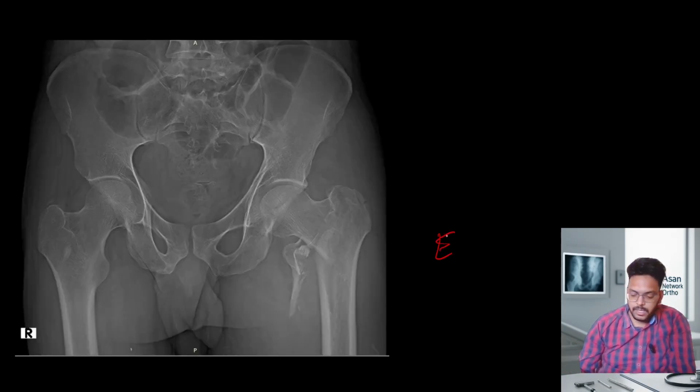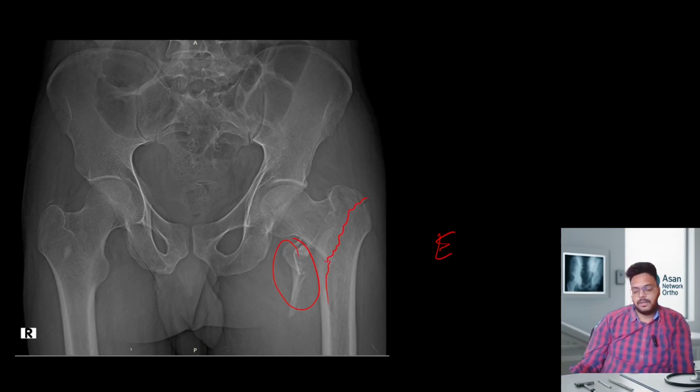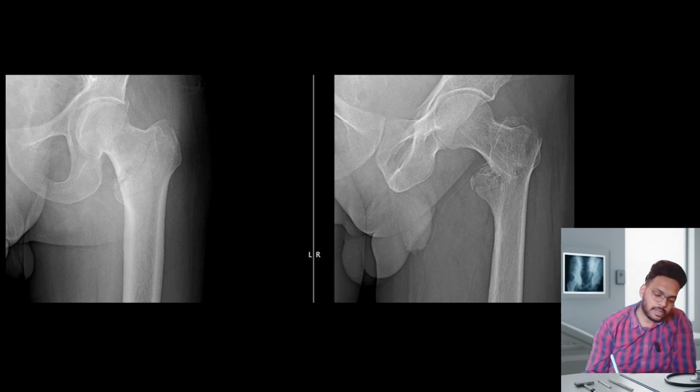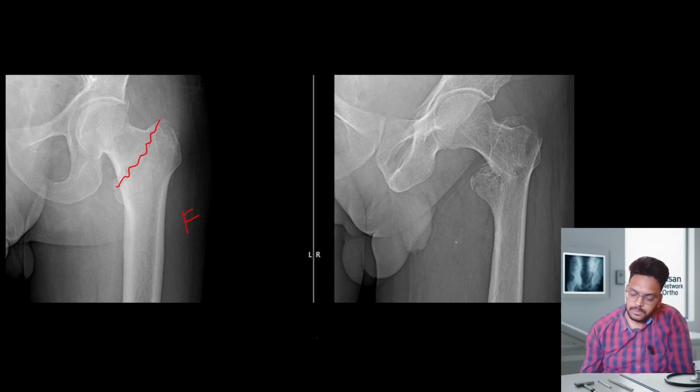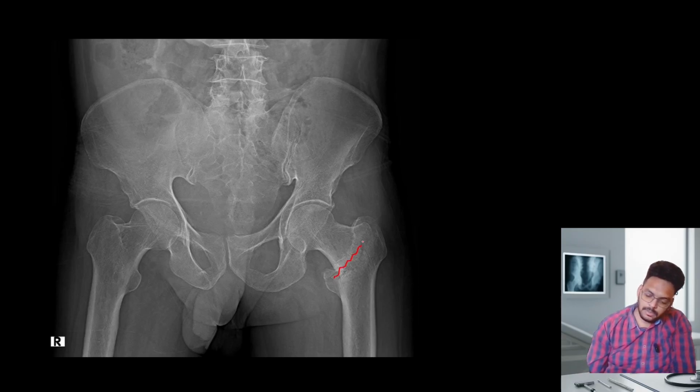Then for the E, the large lesser trochanter fragment, and here is the fracture line. For this, what are you going to do? For F, here is the fracture line, and for G, here is the fracture line, lesser trochanter, and here is the fracture line. And this is the H fracture.